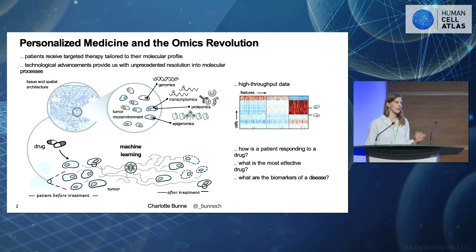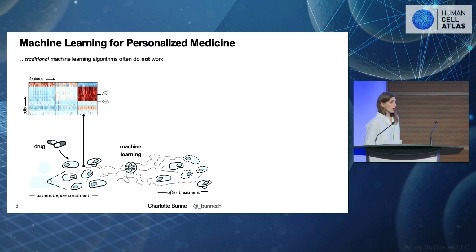What is the most effective drug I could potentially choose? And what are particular biomarkers of a disease? So what we still see is that traditional methods of machine learning not necessarily excel in this regime. And this is due to very particular factors which come with the data we are provided with.